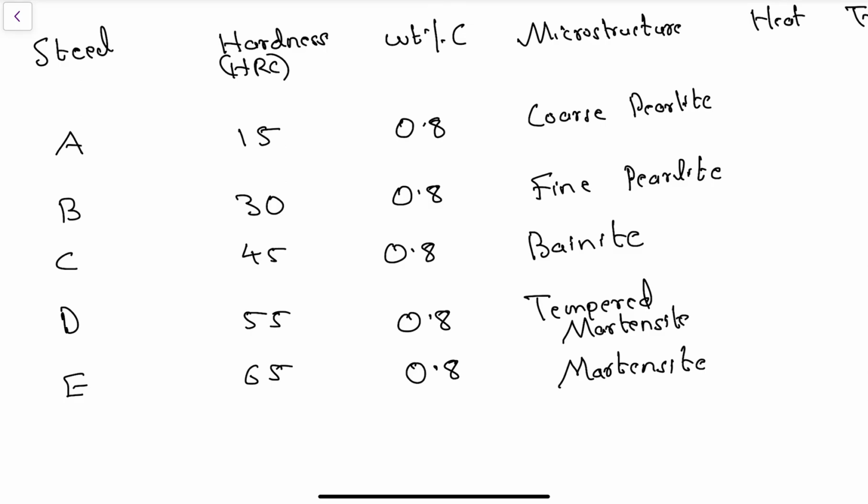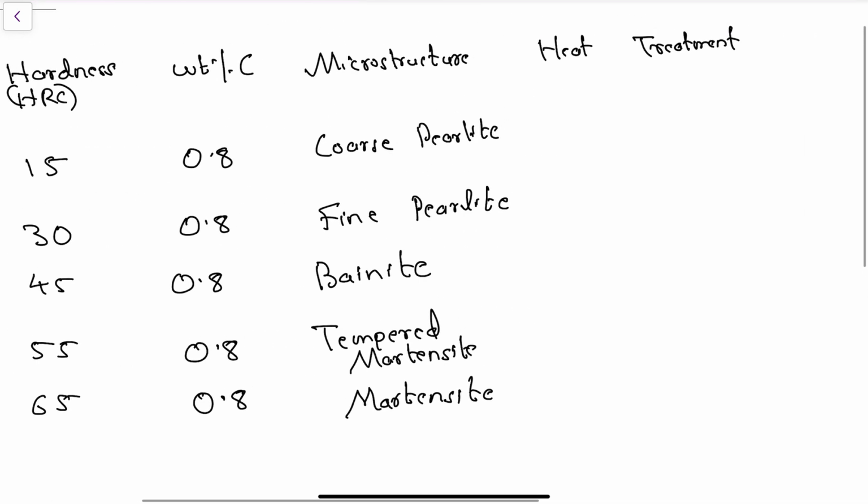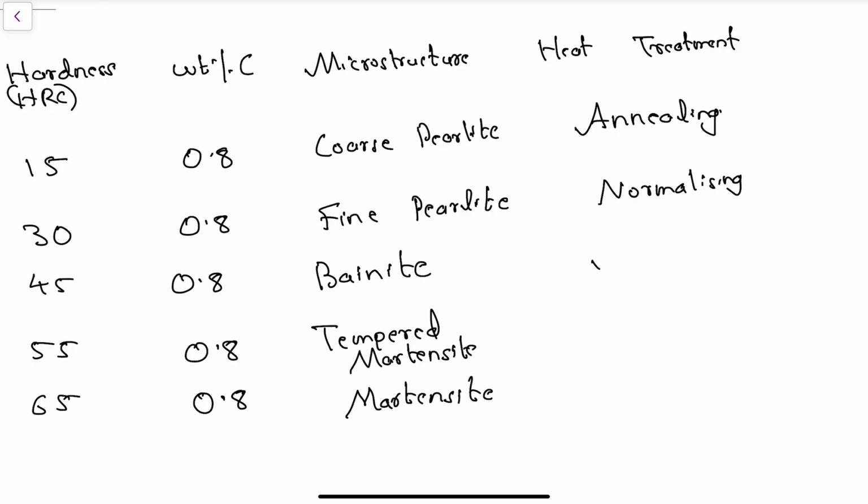Our focus in this chapter is how we get these different microstructures, which have different properties. This can be achieved using heat treatment processes. The first heat treatment process is called annealing. The second is normalizing. The third process is called austempering. The fourth process is called tempering. And the martensite formation process is called quenching.